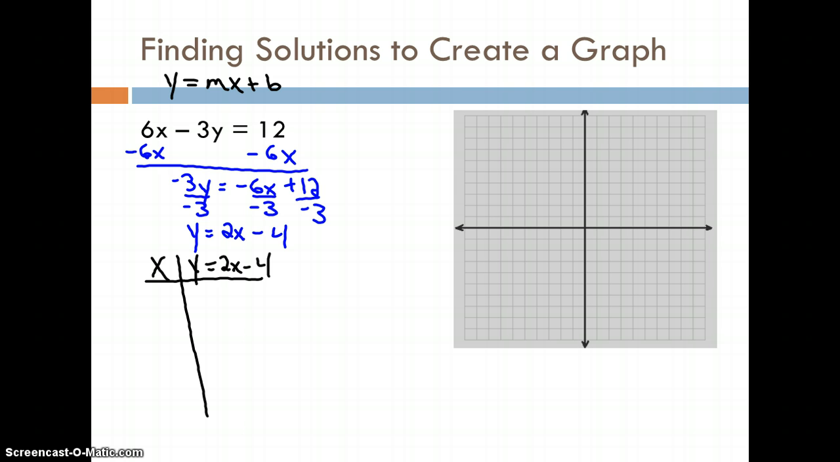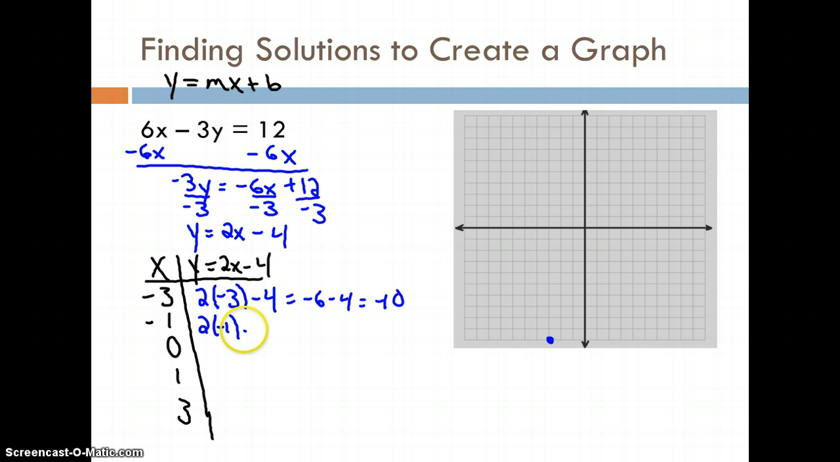So I'm going to do negative 3, negative 1, 0, 1, and 3. We're going to look at those ones, and we're going to actually evaluate these. So this will be 2 times negative 3 minus 4. Well, that's negative 6 minus 4. That's negative 10. So I have negative 3, which I'll go over 1, 2, 3, and then I'll go down 10 and plot that point. There's 1 point.